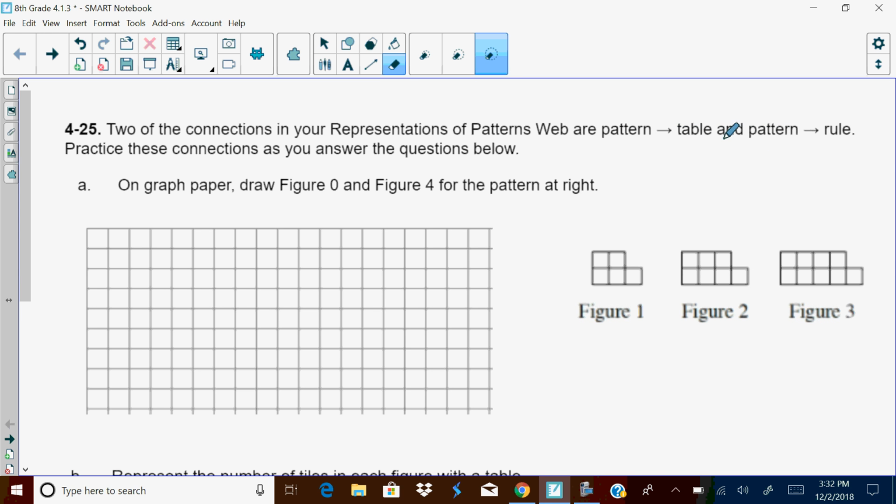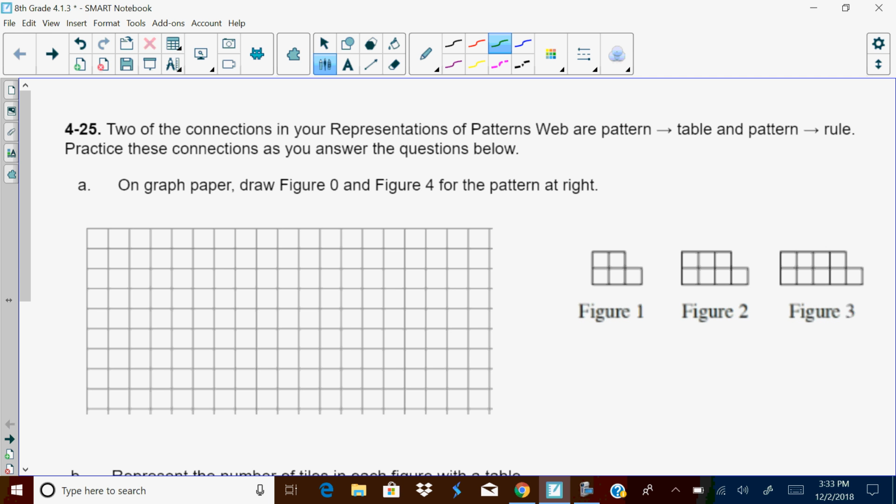Okay. Here are the answers for the 413 review preview. So the first question says, two of the connections in your representations of patterns web are pattern to table and pattern to rule. Practice these connections as you answer the question below. So on graph paper, draw figure 0 and figure 4.